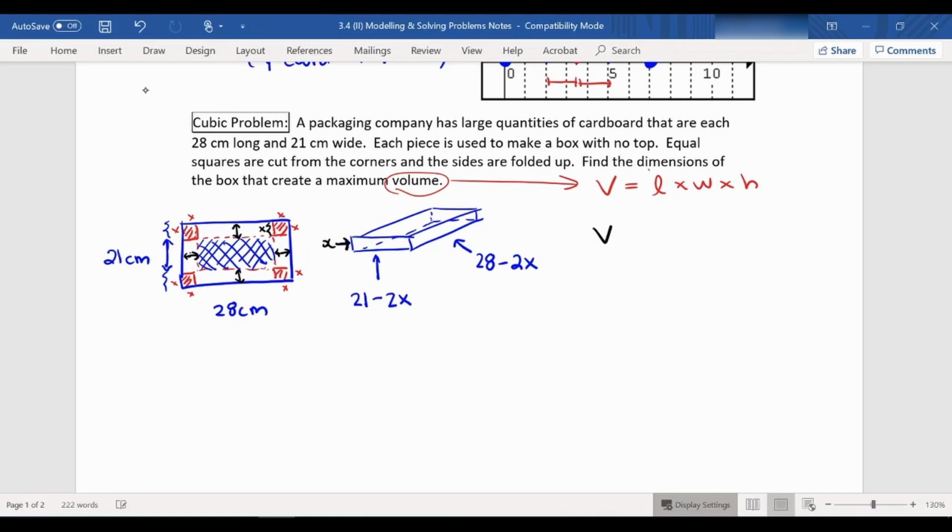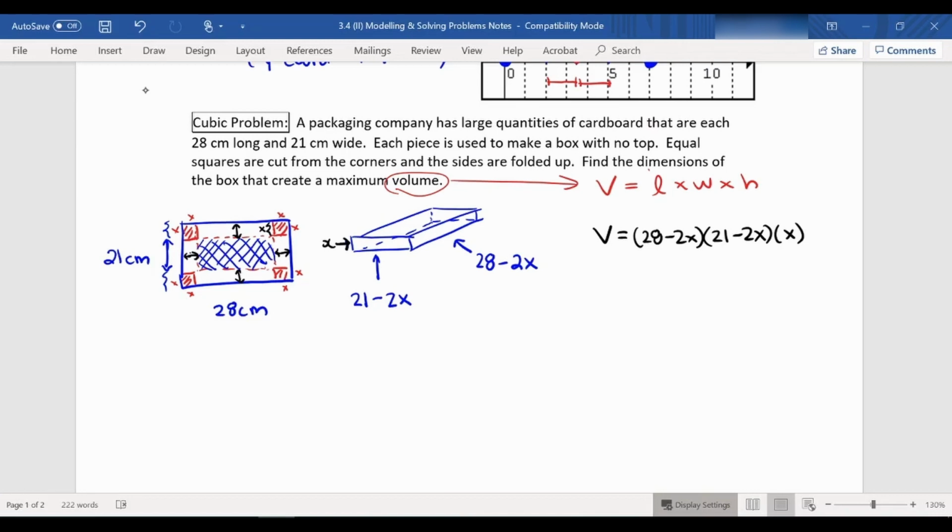Now I have a length, which is 28 minus 2x. I have a width, which is 21 minus 2x, and I have a height, which is x. I have an equation for the volume of my box. Now, this is a cubic. If I graph this, I can find out where the maximum is. Similarly, if I had a quadratic, if I graph it, I can find the vertex.